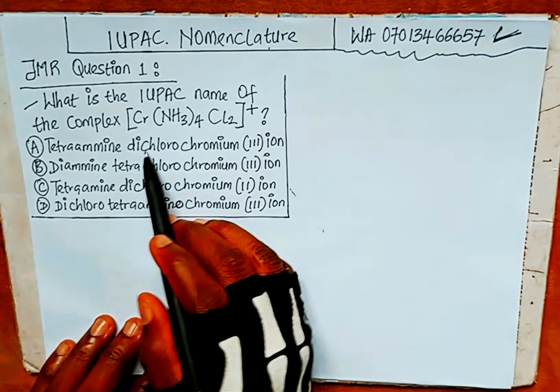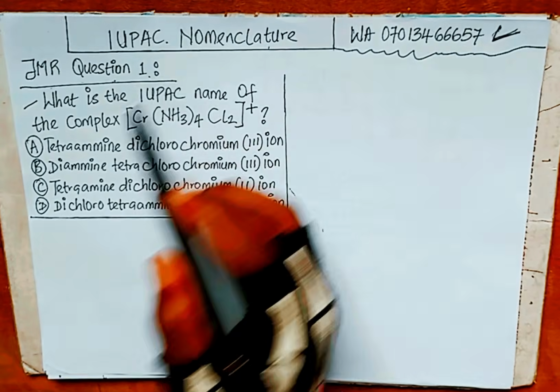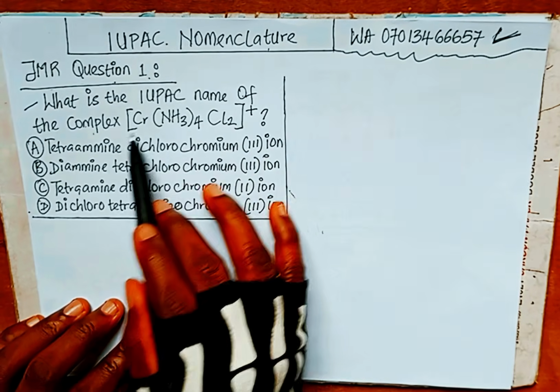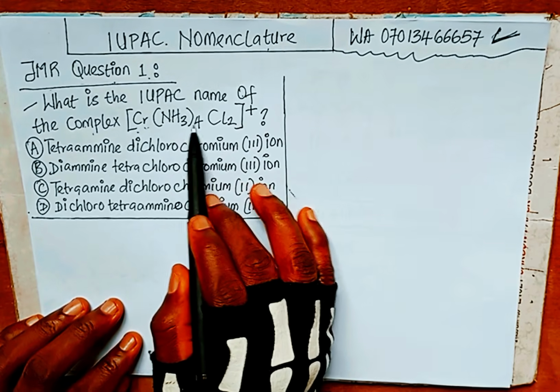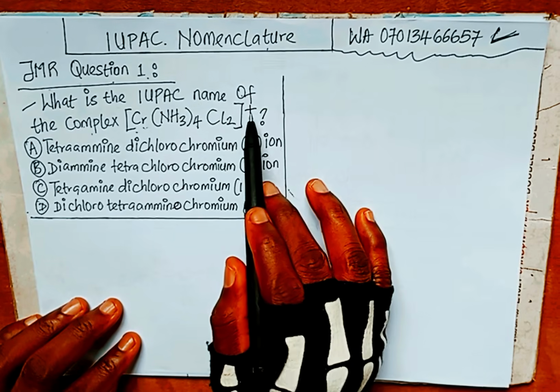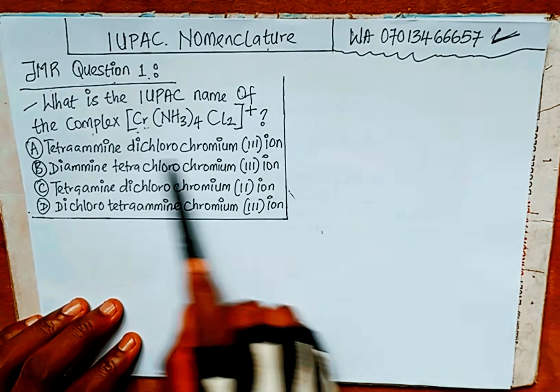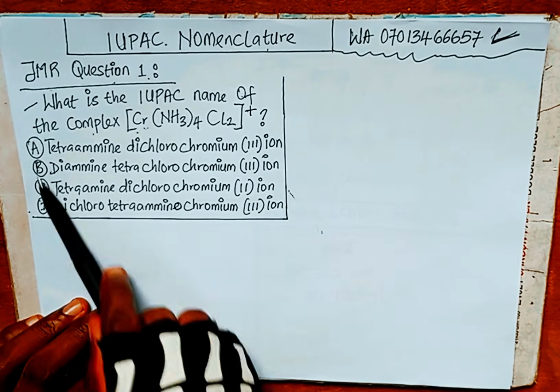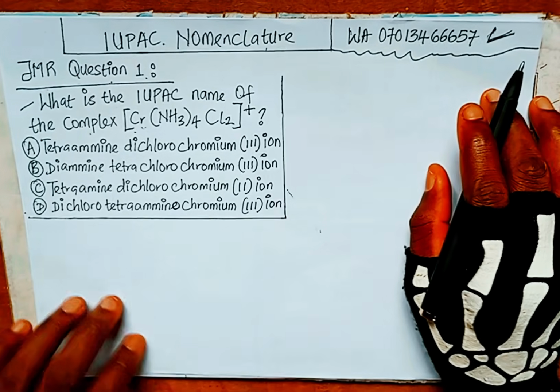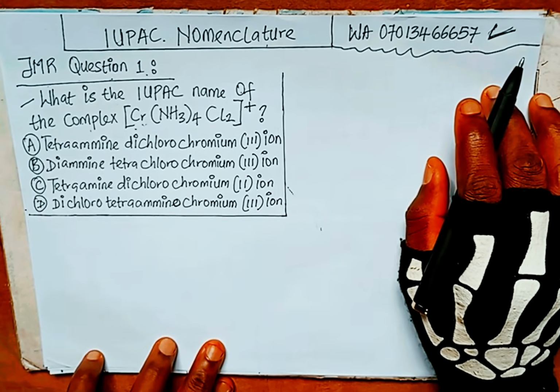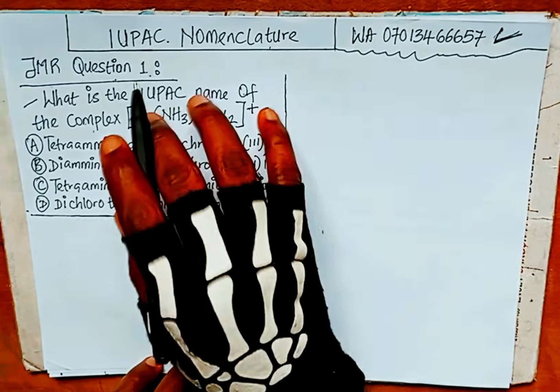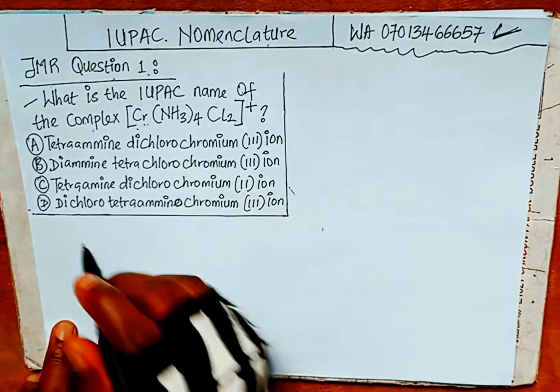So the question we have in front of us here, a JAMB must-repeat question 1, reads: "What is the IUPAC name of the complex [Cr(NH3)4Cl2]+?" See all the options. No time to be reading options. Okay, so what do we do? We have to break down this complex structure here.